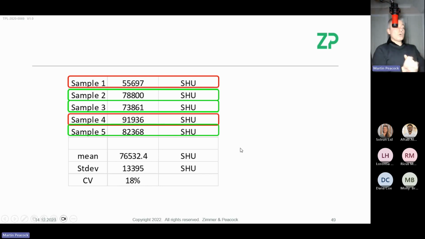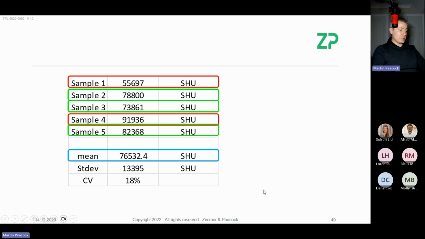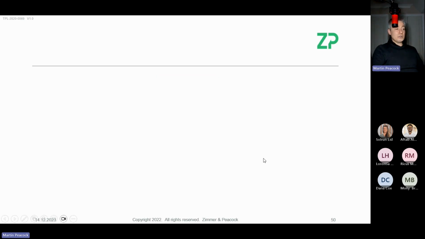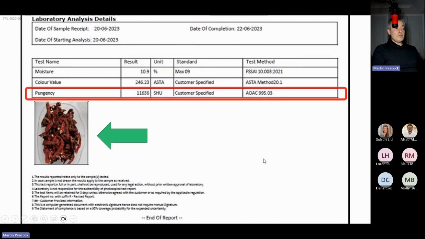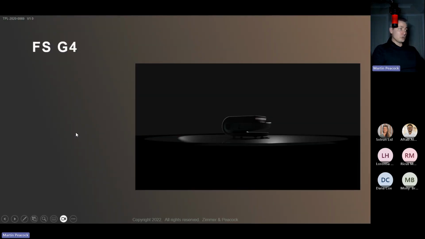So when they ask what is the hotness of my incoming material, which they know is heterogeneous, the answer is that the hotness is actually 76,000 Scoville heat units, or 76,532 Scoville heat units, plus or minus 18%. That's the bit that you don't get from the HPLC. Nobody's telling you that, you get a number like 11,636, but it is plus or minus something, and you don't know because you're not able to afford or do the amount of testing to really tell you what the heterogeneity of that chili powder or that chili sauce actually is.